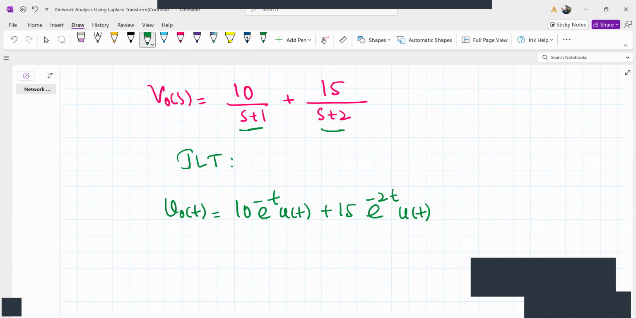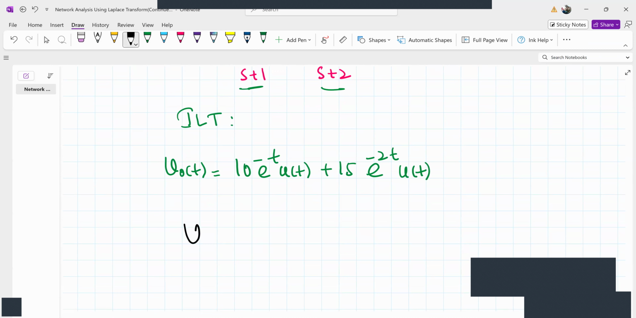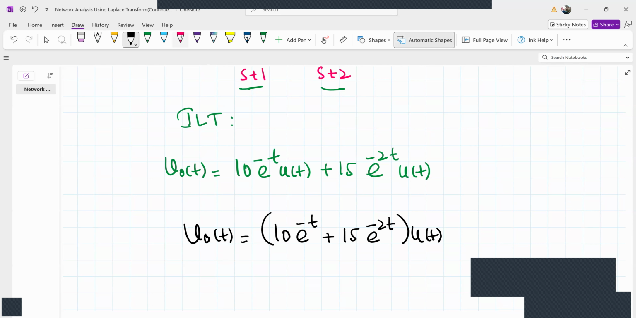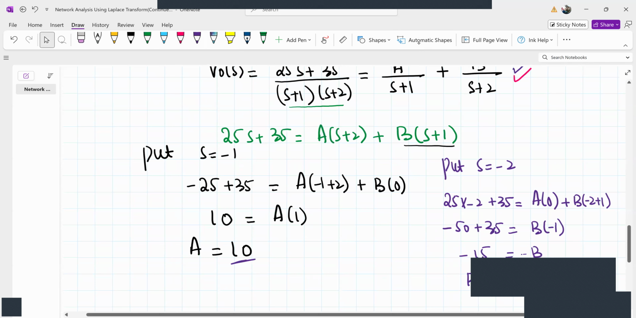The inverse Laplace transform of 1 divided by S plus 2 is e to the power of minus 2t u of t. Now we can take u of t common. V naught of t will be equal to 10 e to the power of minus t plus 15 e to the power of minus 2t, times u of t. So this is our answer. This is the voltage across this capacitor that we needed to find here.